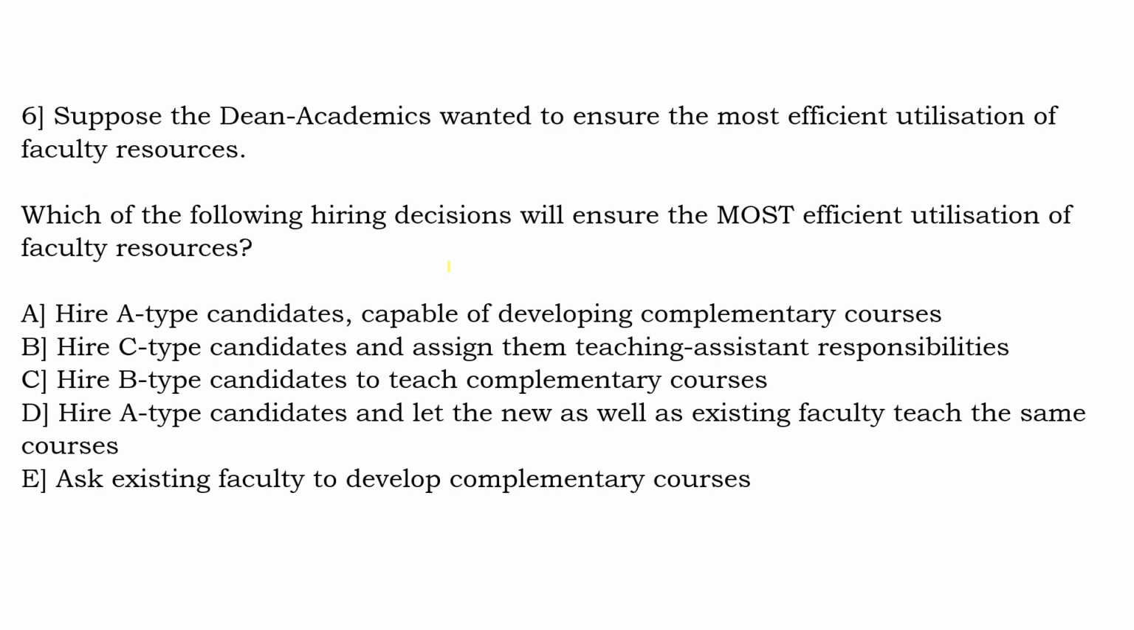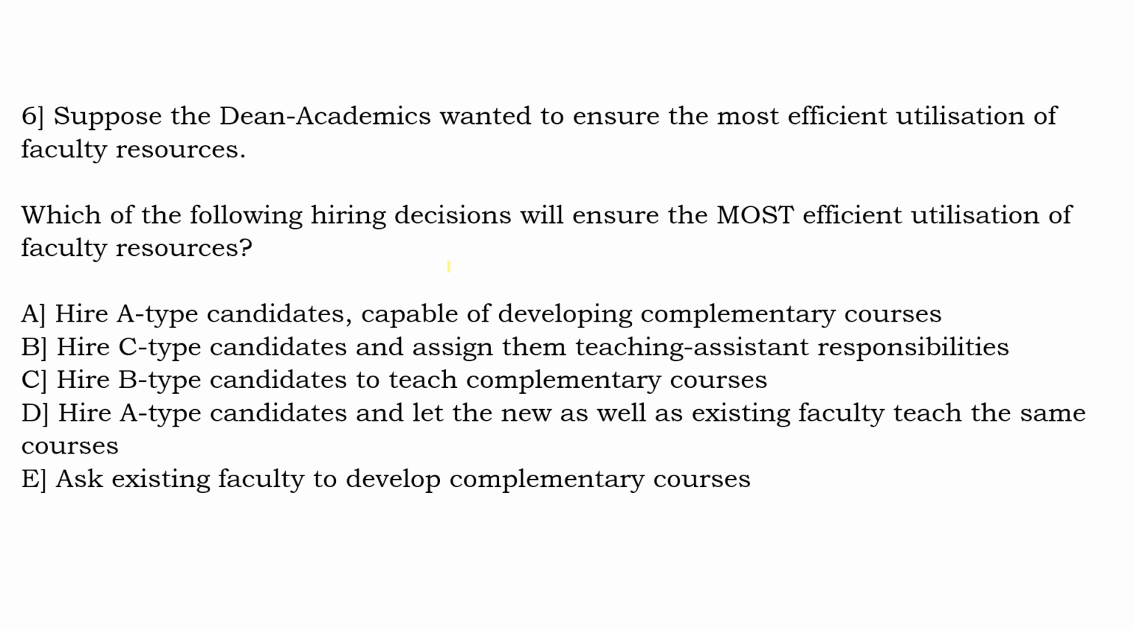So the problem of staff shortage as well as the problem of course upgradation, both can be solved in one stroke by hiring A-type candidates, with the condition that complementary courses have to be developed. So option A is the clear answer here. You don't have to even go to the other options, but for the sake of discussion, we can discuss the other options as well.